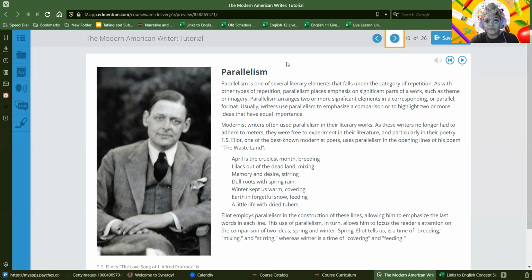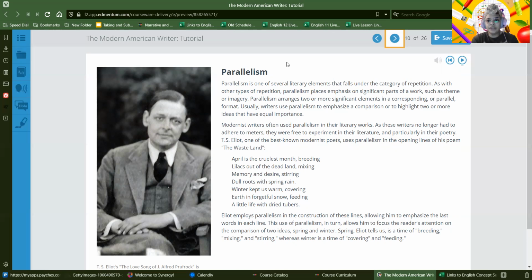In The Waste Land, "April is the cruelest month, breeding lilacs out of the dead land, mixing memory and desire, stirring dull roots with spring rain. Winter kept us warm, covering earth in forgetful snow, feeding a little life with dried tubers." Even just looking at this, you can see that there's some sort of pattern. There's only one line in this whole poem that doesn't have a comma separating the first part of the line from a verb describing what's being done.